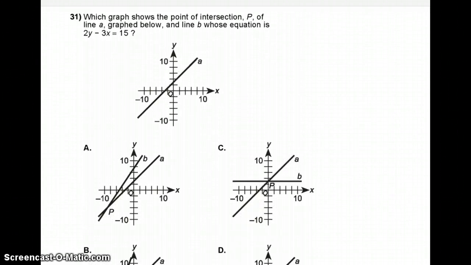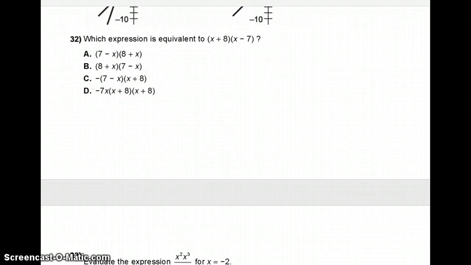31. Which graph shows the point of intersection P of a line A, graphed below, and line B, whose equation is 2y minus 3x equals 15? Number 32. Which expression is equivalent to the quantity x plus 8 times the quantity x minus 7?